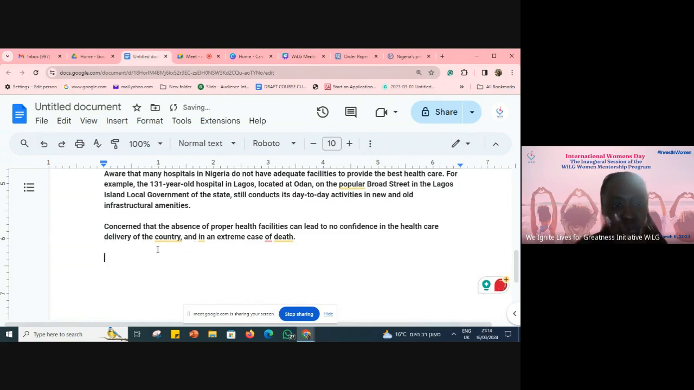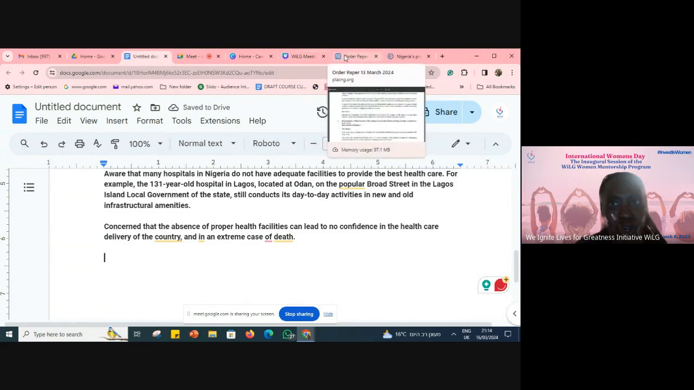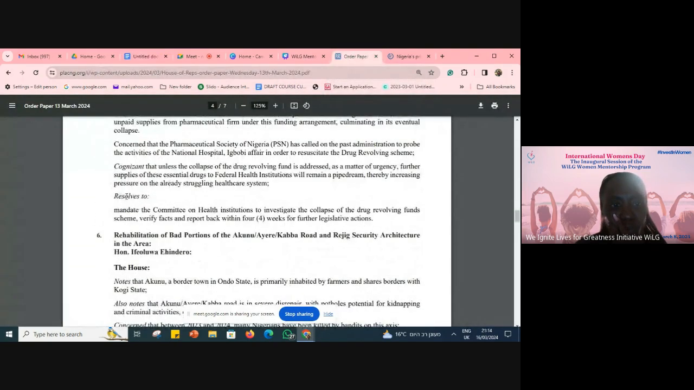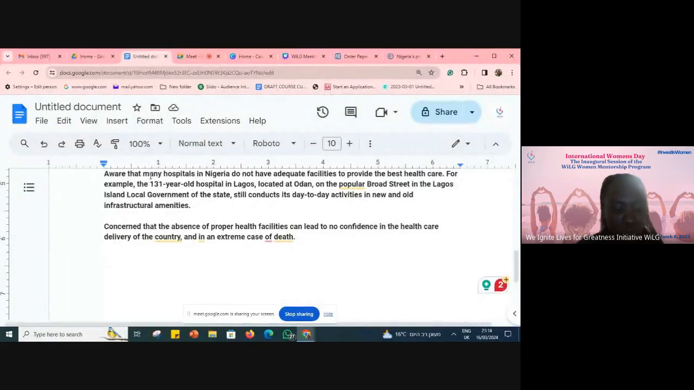So let's try to put the resolution. If it's a motion paper for the House of Reps, you put resolves to, and you put a comma. So what are we going to resolve to? We can put one. It should be a committee on health. You remember that I said when it's a committee, it will mandate, because it's within themselves, they will normally mandate the Committee of Health.